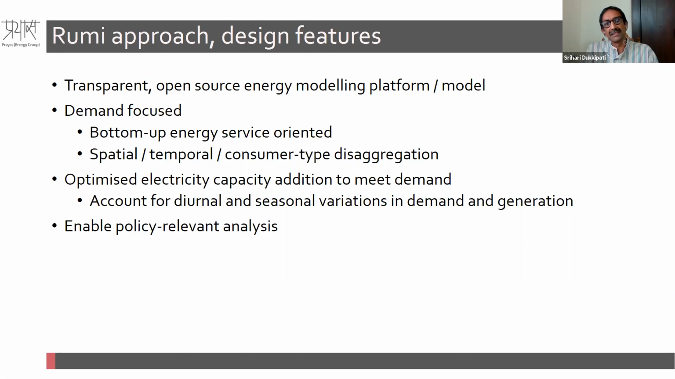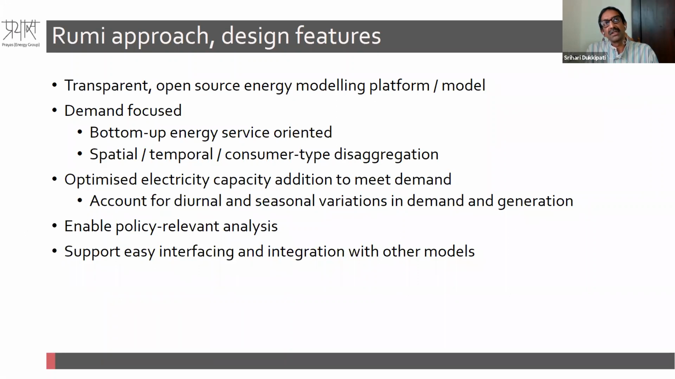Of course, all of this is to do policy relevant analysis and to be able to ask questions that are relevant for policy making in the current juncture, when there is a huge transition underway in the energy sector, both due to moving to cleaner energy sources, as well as increased electrification in the energy sector.